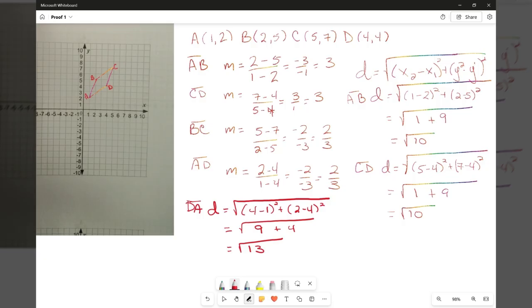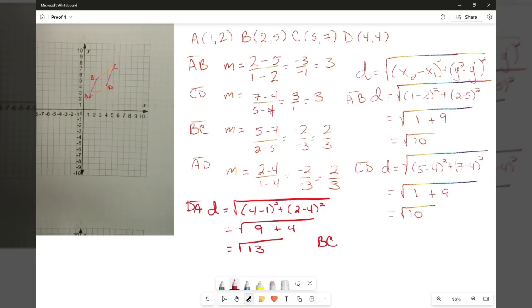So we have AB is the same length as CD, but we have DA is the square root of 13, which means BC is going to be the square root of 13. Maybe you didn't know that, but from experience I do. But I'll go ahead and do it.